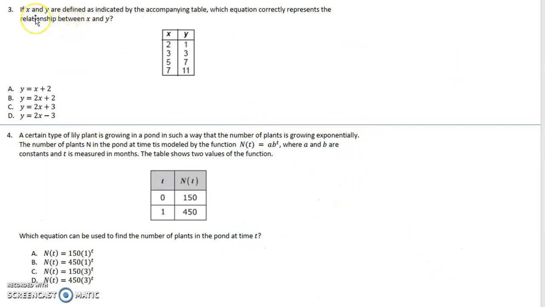All right, so moving on to number 3. If x and y are defined as indicated by the accompanying table, which equation correctly represents the relationship? So in order to figure out the relationship, you need to figure out your rate of change. So I would start there. What is your rate of change? What's your intercept going to be?